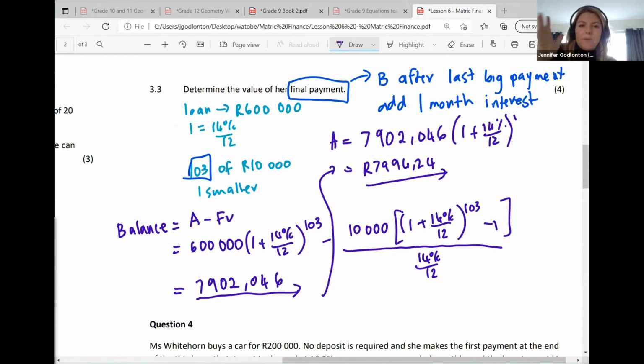Okay, so remember, when we're doing a final payment, we're always looking at our balance after that last monthly payment, which generally the question will lead you towards. So normally you would have had to find that in the previous question. And then we just have to take into account that it's sitting in the account for another month.